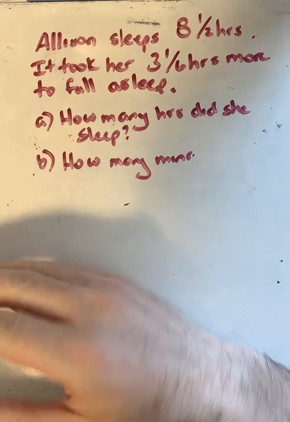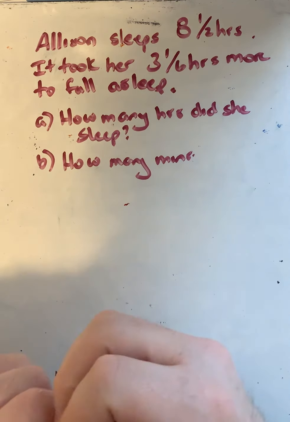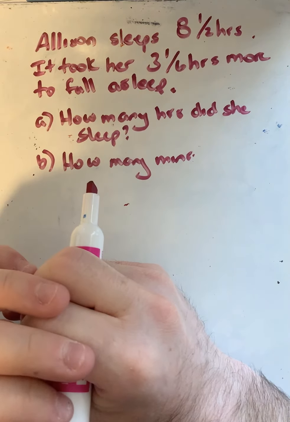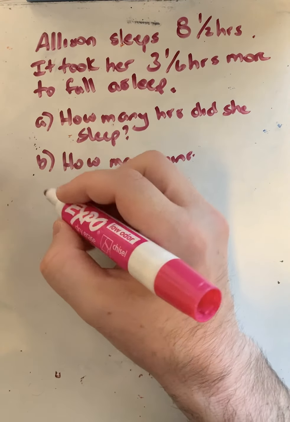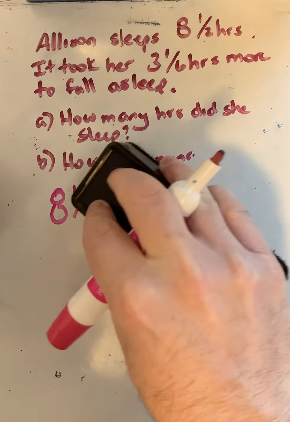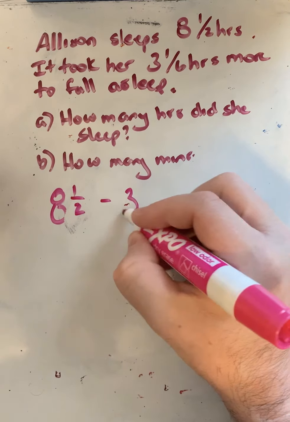So let's solve this. Allison sleeps for 8.5 hours usually. She took 3 and 1/6 hours longer to fall asleep. So how long did she sleep for? So we're going to write this out. We're going to take our bigger number, 8 1/2, minus 3 1/6.